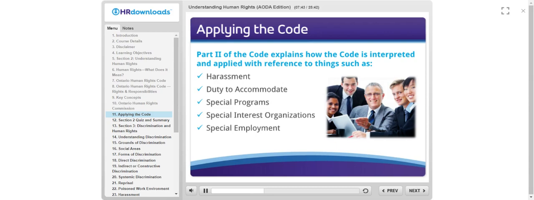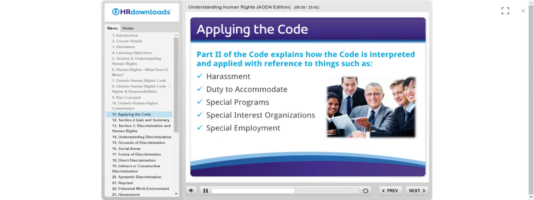Special programs. Special programs can be developed by any organization to assist disadvantaged groups who have historically been discriminated against or who have been marginalized. The Code and the Canadian Charter of Rights and Freedoms both recognize the importance of these programs. An example of a special program might be a government-funded program to assist seniors with finding jobs, where they may have encountered employment discrimination because of their age.